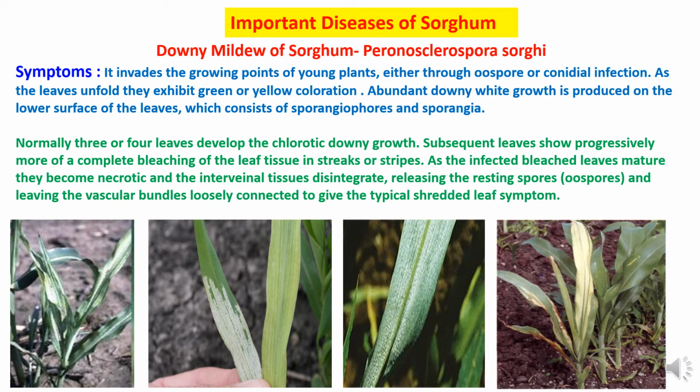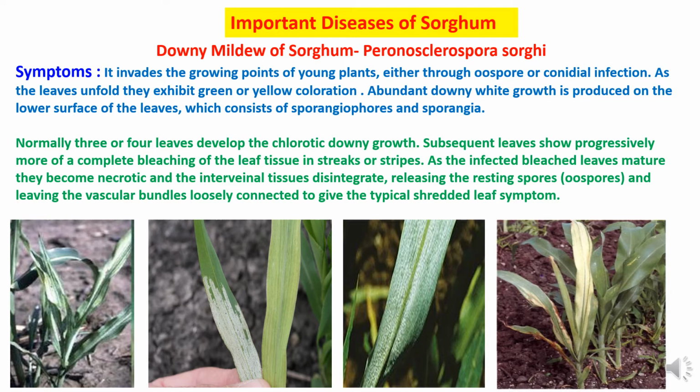As the leaves unfold, they exhibit green or yellow coloration. Abundant downy white growth is produced on the lower surface of the leaves, which consists of sporangiophores and sporangia. Normally 3 or 4 leaves develop the chlorotic downy growth. Subsequent leaves show progressively more of a complete bleaching of the leaf tissue in streaks or stripes.